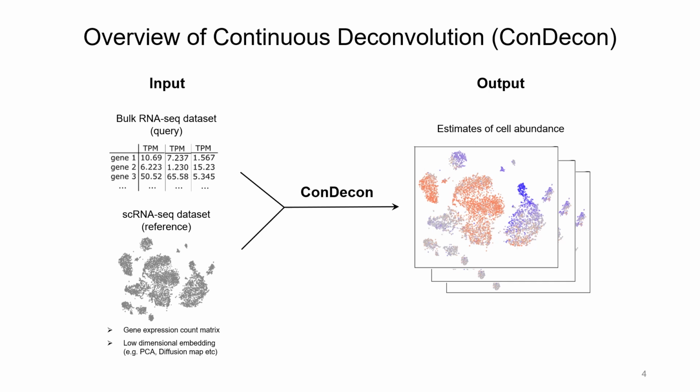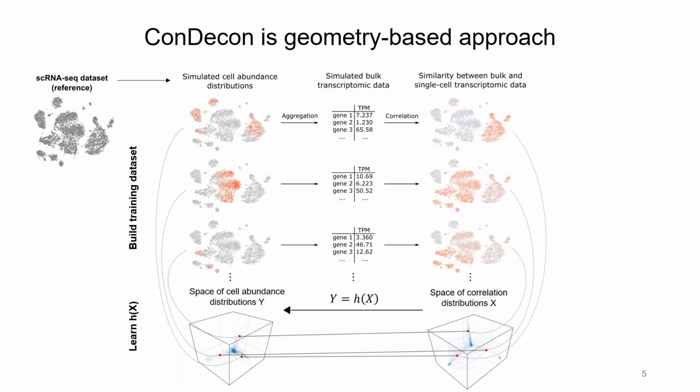The aim of ConDecon is to predict a probability distribution across the single-cell data that represents the likelihood that each cell in the reference dataset is present in the query bulk dataset. In order to make inferences about the cell composition of bulk tissue, ConDecon assumes that the correlation between the bulk and single-cell data can be used as a proxy for inferring the probability distribution associated with cell abundance. For that purpose, ConDecon uses the reference single-cell data to generate a training dataset that contains paired bulk and cell abundance profiles.